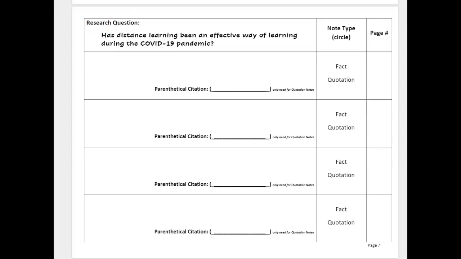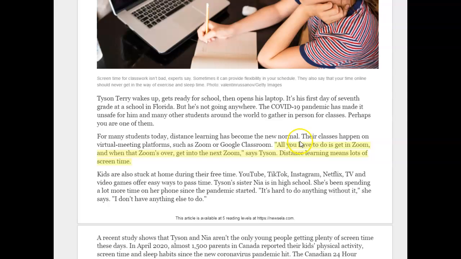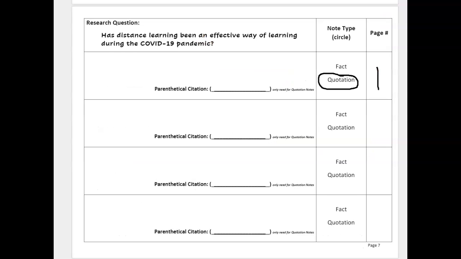So going into my white packet on page 7, this is going to be a quotation. It was on page 1 of my article, and I'm now going to need to copy and paste word for word that information from my article. And I'll put that here in the first box.